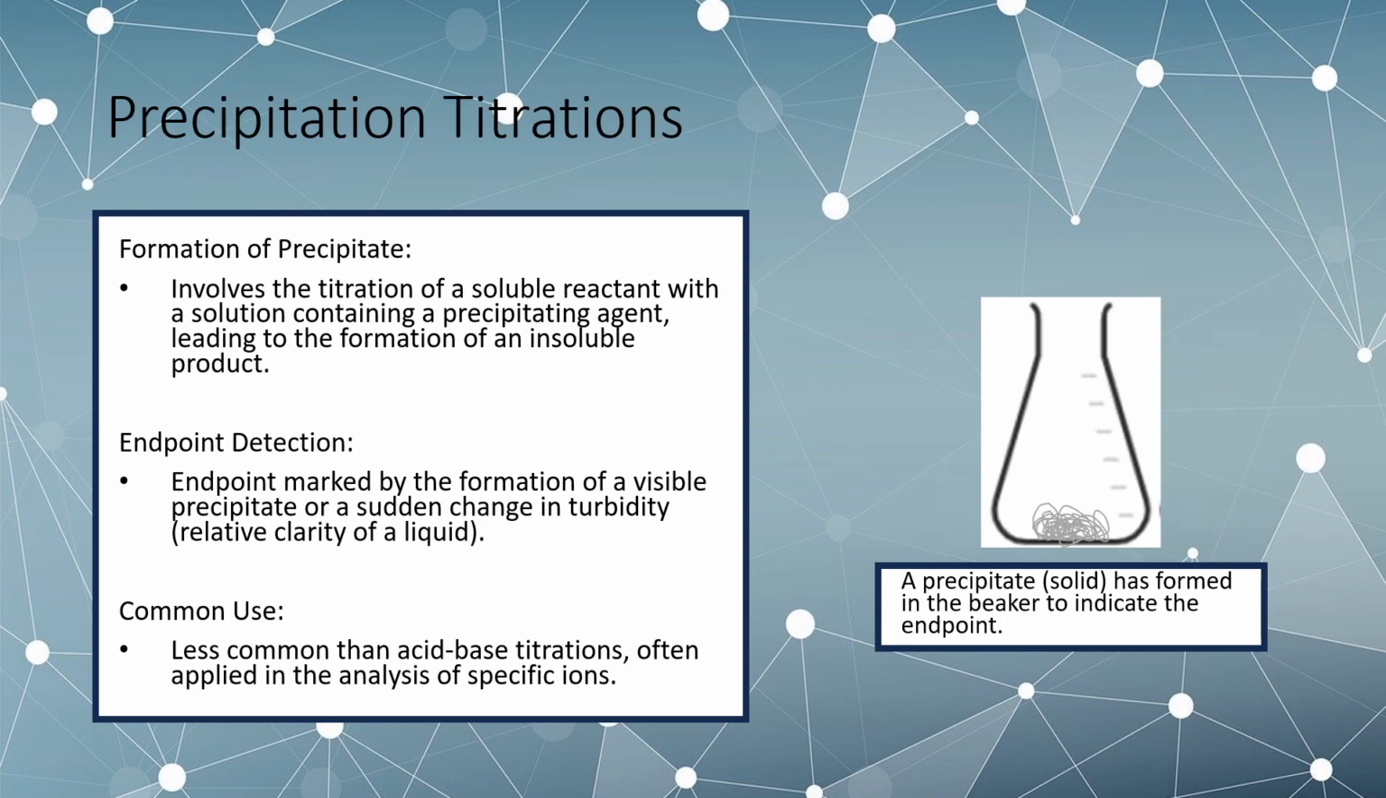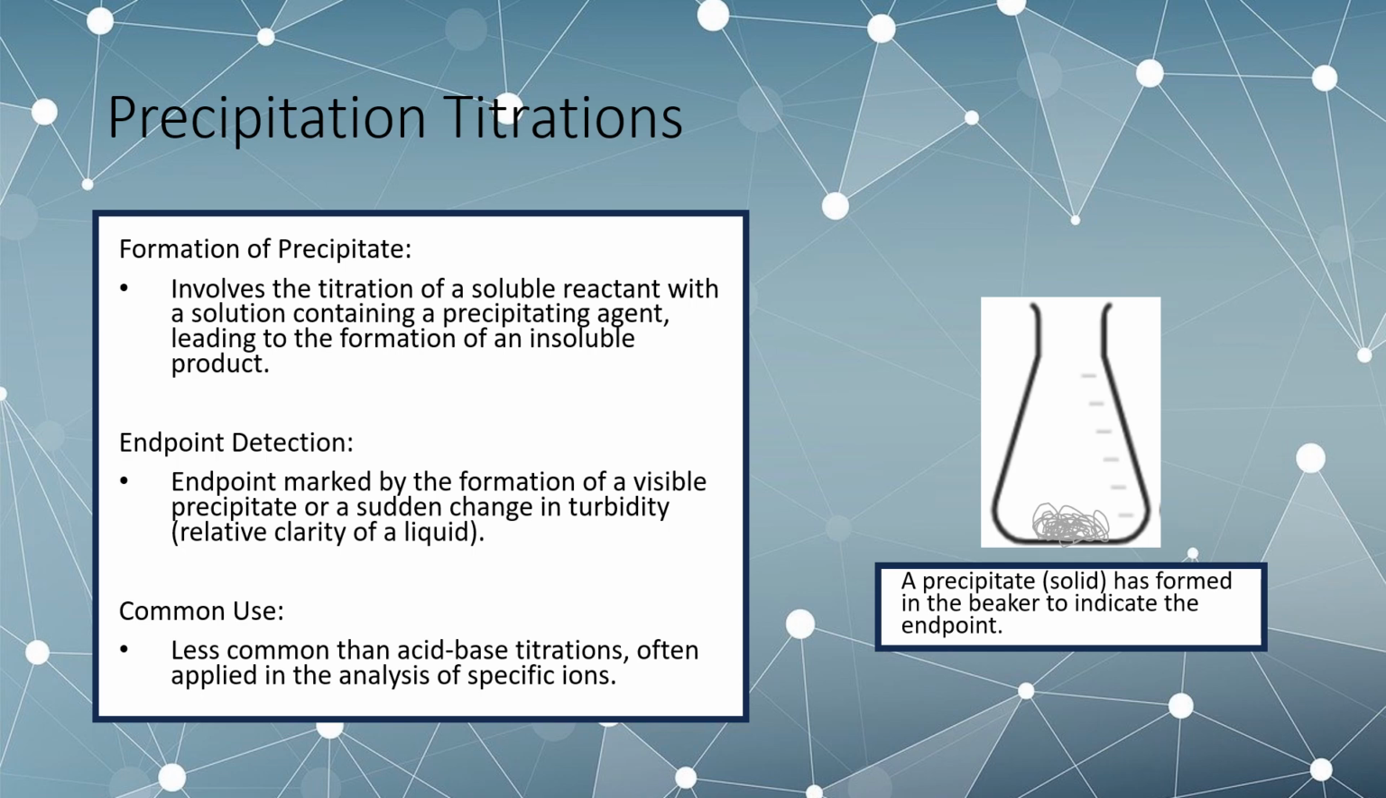Precipitation titrations involve, as the name suggests, precipitation reactions, and involves the titration of a soluble reactant with a solution containing a precipitating agent, leading to the formation of an insoluble, or in this case, a solid product. These endpoints are quite easy to detect, as it usually results in the formation of a solid. Given our example on the right, you can see a solid has clearly formed, and that way we can easily tell the endpoint, or that point just past the equivalence point, when this reaction has fully taken place.